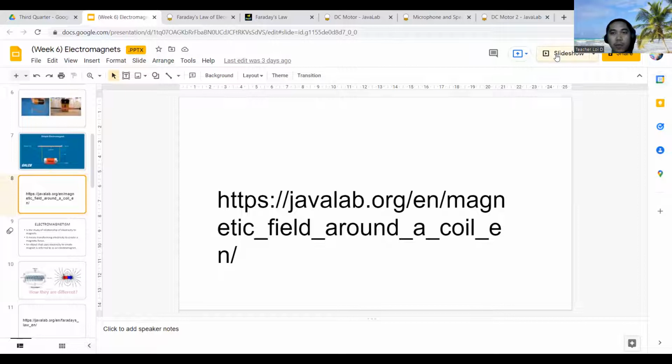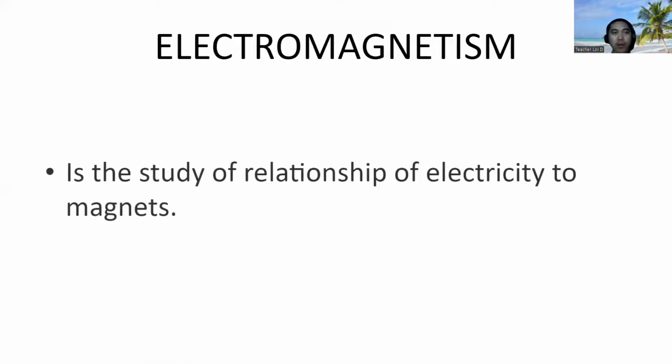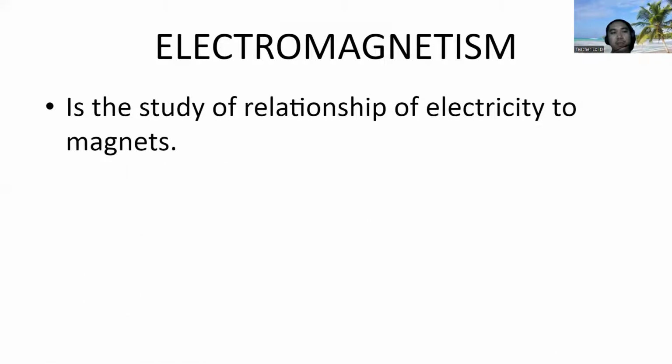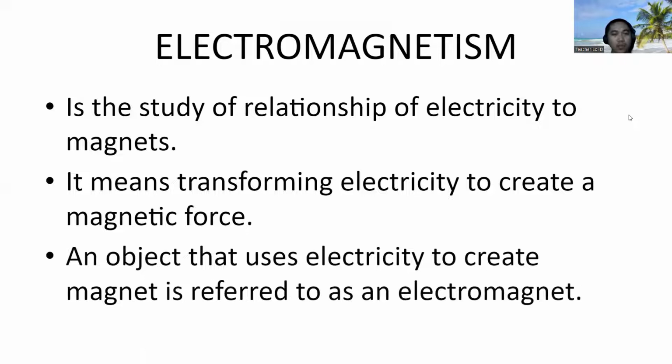What is electromagnetism? Electromagnetism is the study of relationship of electricity to magnets. It means transforming electricity to create a magnetic force. So dito nako-convert yung electric energy into magnetic force. An object that uses electricity to create magnet is referred to as an electromagnet.